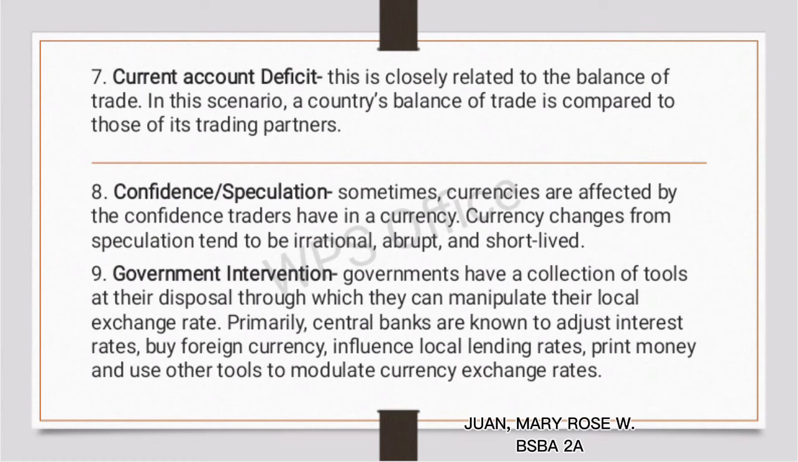Government intervention. Governments have a collection of tools at their disposal through which they can manipulate their local exchange rate. Primarily, central banks are known to adjust interest rates, buy foreign currency, influence local lending rates, print money, and use other tools to modulate currency exchange rates. Government intervention is regulatory action taken by government that seeks to change the decisions made by individuals, groups, and organizations about social and economic matters.